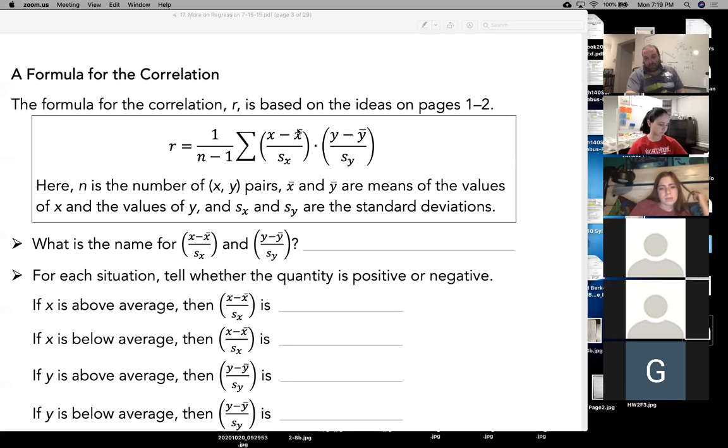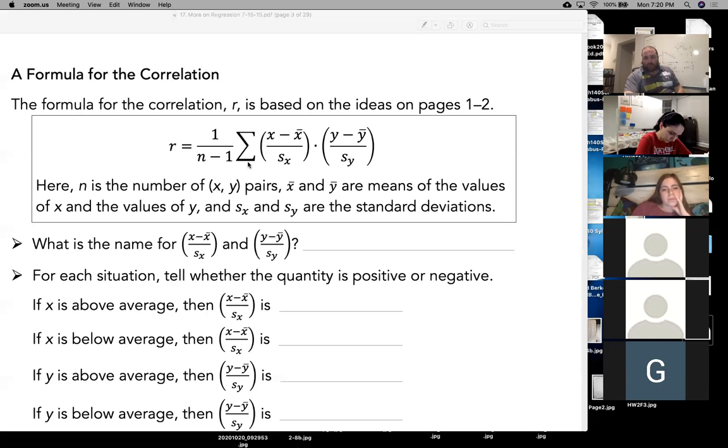X bar is the X average. Y bar is the Y average. S sub X is the X standard deviation. S sub Y is the Y standard deviation. N is the number of data points. So far, so good, right? Nothing so far is like, wow, where'd that come from? Everything makes sense. We've seen this before, I believe.